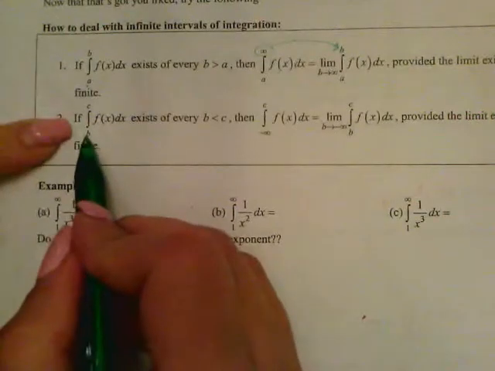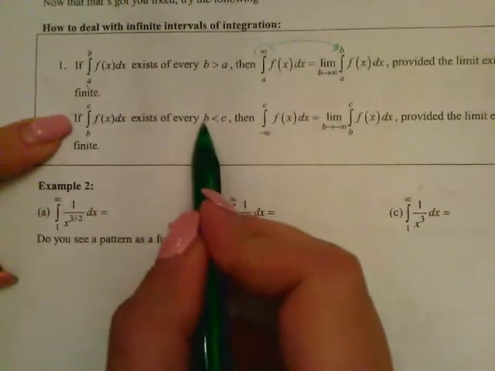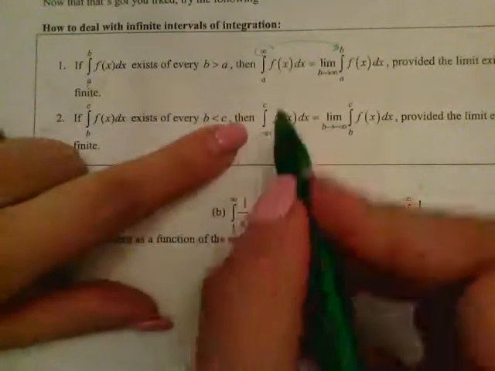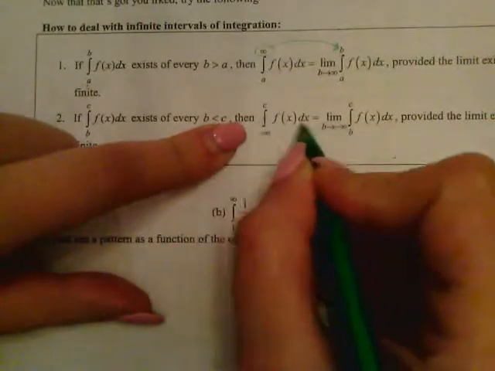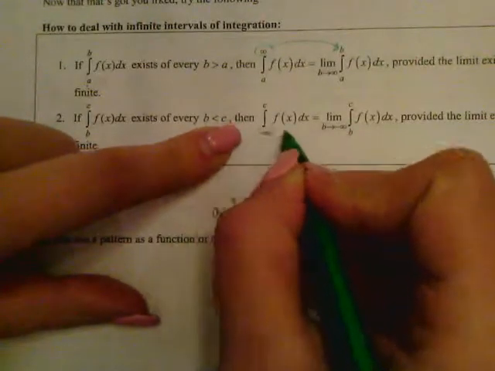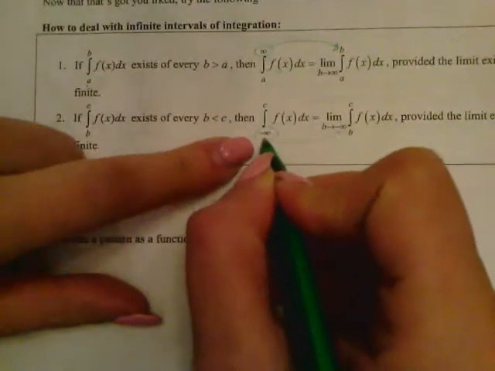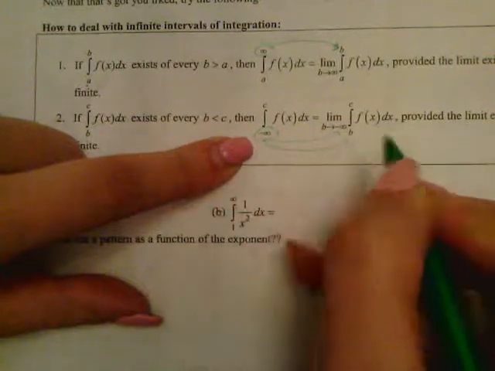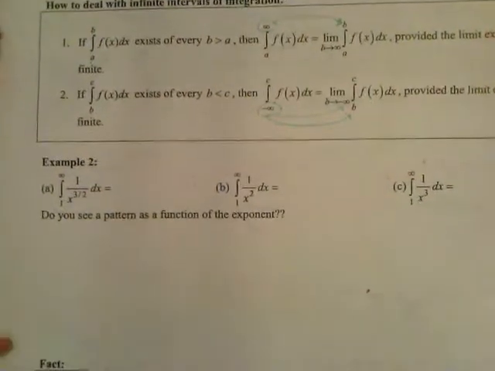Same thing here, if the integral from b to c of f of x exists where c is bigger than b, then the integral from negative infinity to some number c of f of x can be rewritten using the limit. You notice that the limit is approaching negative infinity, and we rewrite negative infinity with b and solve it. So let's look at the next 3 examples. We'll do 2 of them together, and you will do the 3rd one on your own.